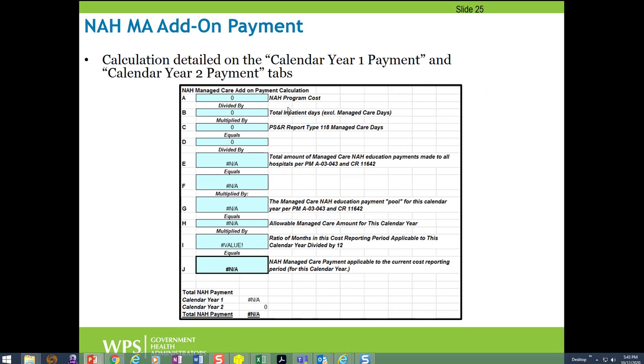Finally, we get down to that last piece of the calculation, which brings everything together, brings all the inputs that you've included, it brings the pool number and the other factor from the CMS Change Request, and ultimately gives you that managed care payment that's applicable to the current cost reporting period. After it's done the proration, that's the last couple of cells, it does the proration for you, and in the end, you're going to get the amount that you need to report on that cost report.